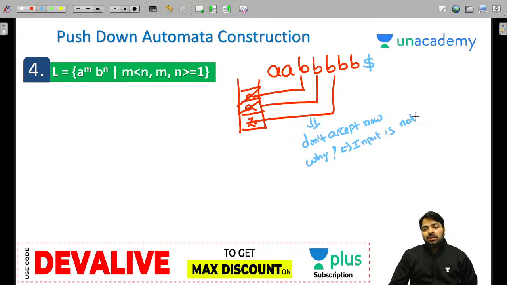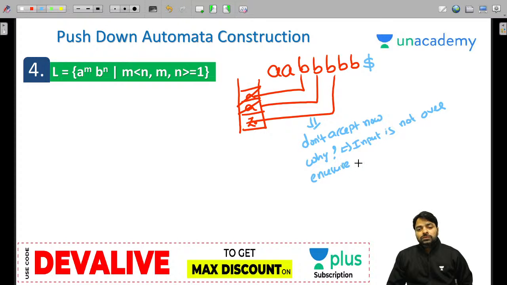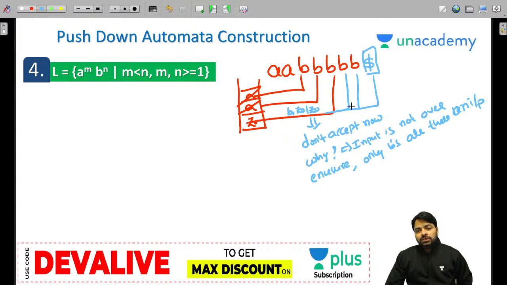Input is still left with some symbol. So ensure, we know B's are more, but ensure only B's are there next. So what we do? Now onward skip. Skip means B comma Z naught, keep Z naught only. And do the same thing for all B's. Then when dollar comes, now dollar comma Z naught, go to final. Now accept.